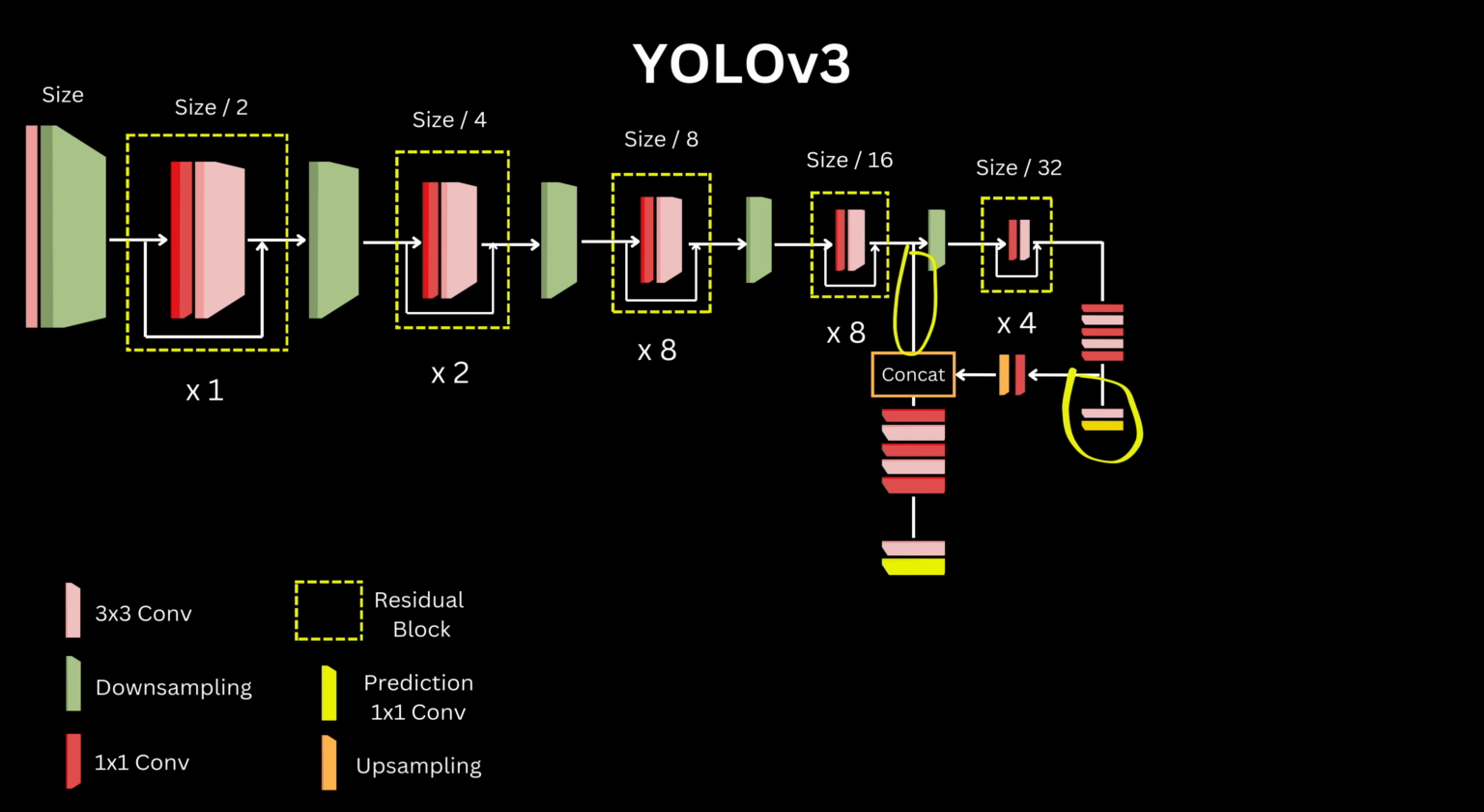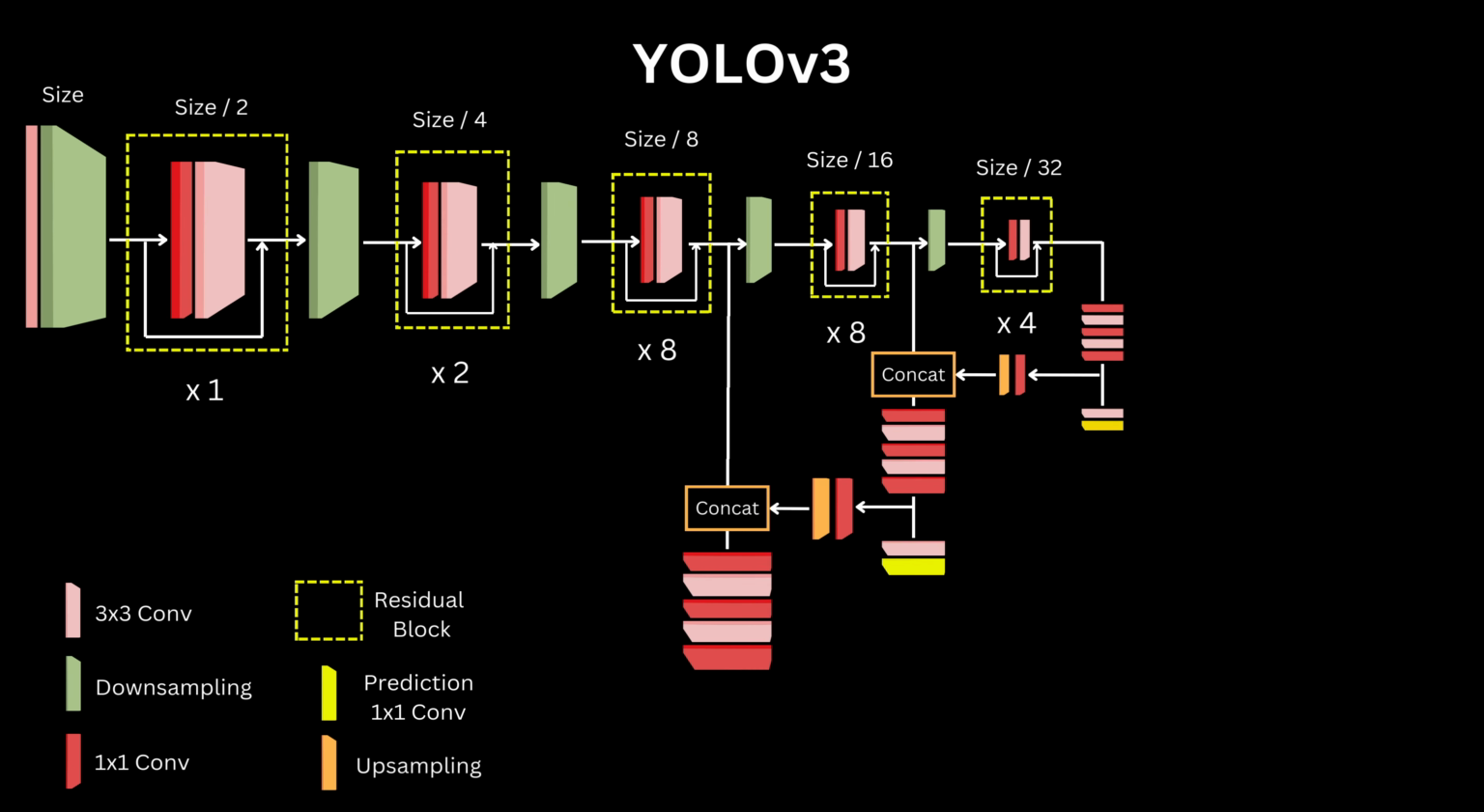This entire step of taking the feature just before prediction layers and adding convolution and upsampling is again repeated. And this time, we concat with size by 8 feature map output from an even earlier stage of network. Lastly, we do the same 5 convolution layers followed by 3x3 and 1x1 to make prediction for boxes of smallest scale.